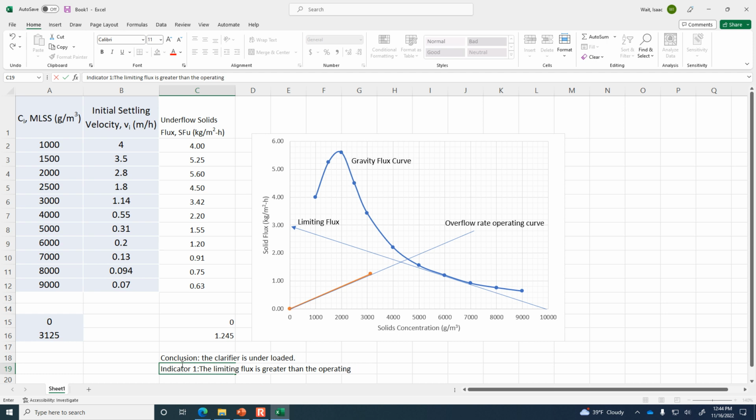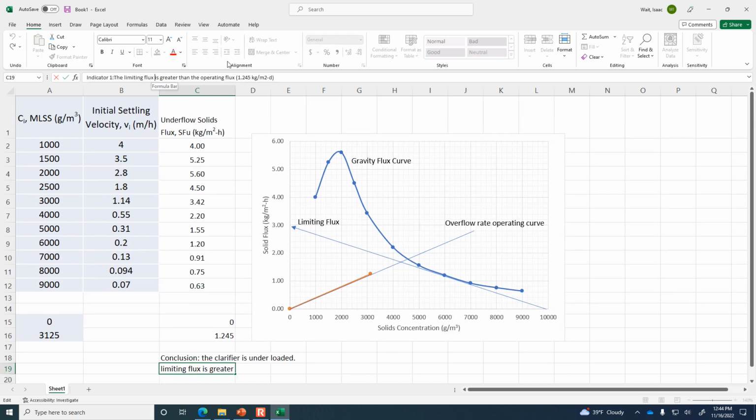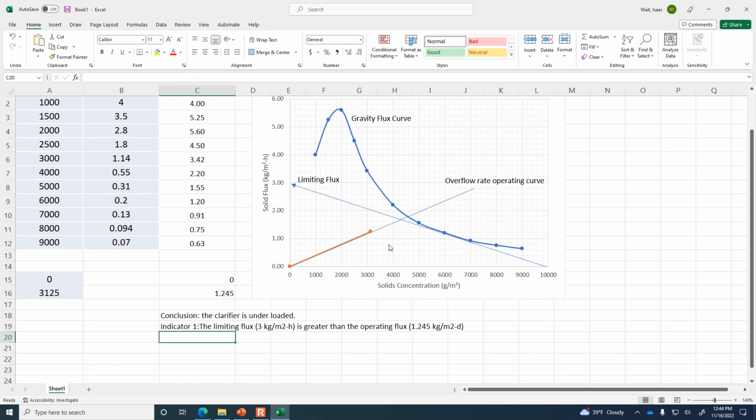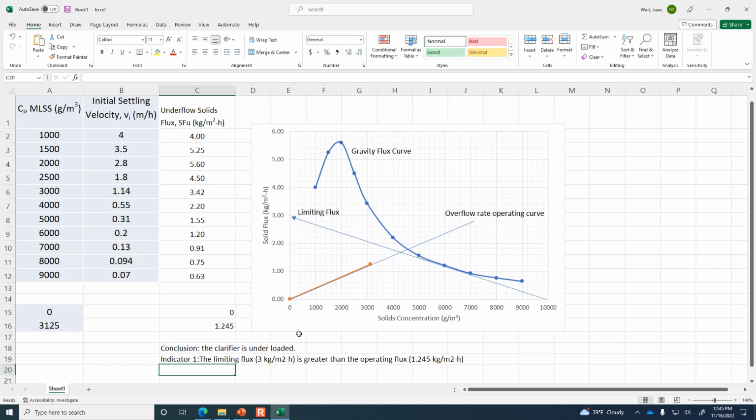So our operating flux that we had calculated we said was 1.245 kilograms per meter squared per day. So that was our operating flux, and the limiting flux that we've established by this graphical method is 3 kilograms per meter squared per hour. Oh, hold on a second. I just wrote the wrong units here. It wasn't per day, that's per hour. Per hour. Okay, so the units are the same. So indicator 1 that the clarifier is underloaded is simply that the limiting flux is higher than the operating flux.